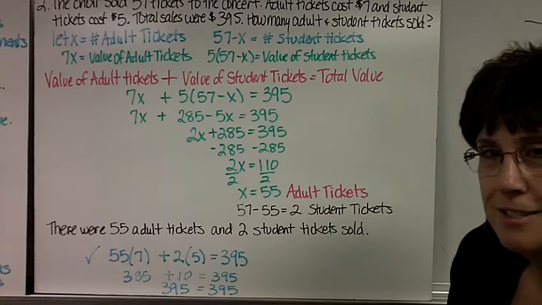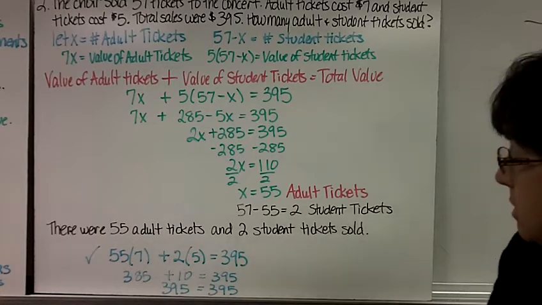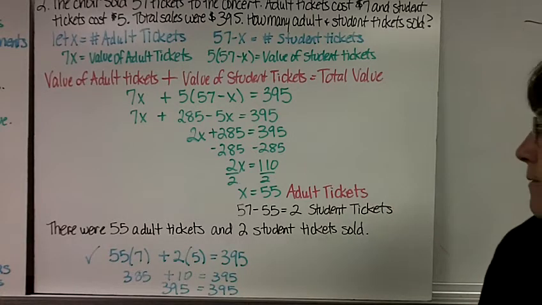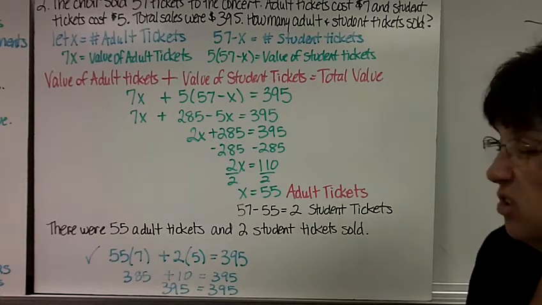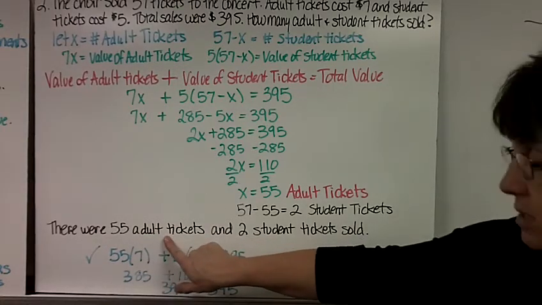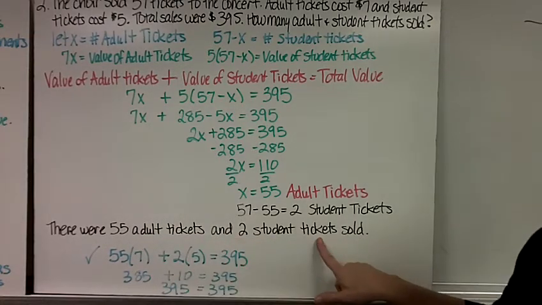And doesn't that kind of make sense that there'll probably be more of your parents coming to watch the concert than students? Although probably the students got in for free. I don't know. Anyhow, so my word answer is there are 55 adult tickets and 2 student tickets sold.